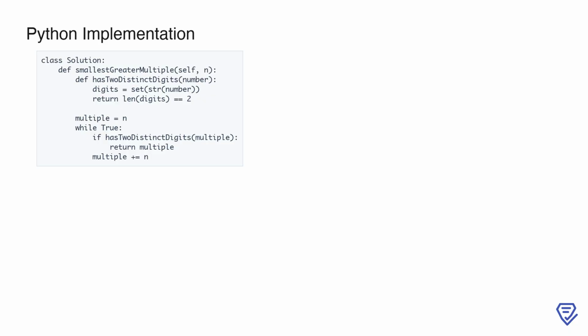First, we define a helper function, has_two_distinct_digits. It checks whether a number has exactly two distinct digits. This function converts the number to a string, extracts its unique digits using a set, and ensures the set length equals 2. The main logic initializes multiple to n and enters a loop.